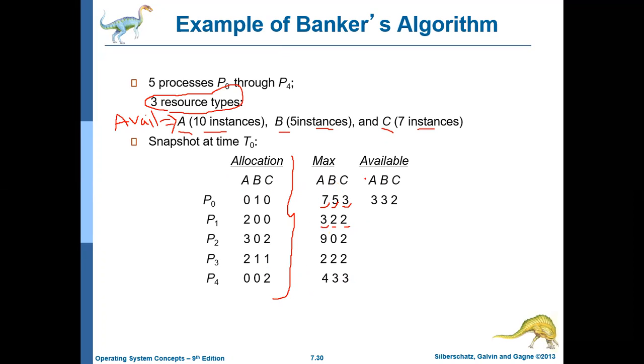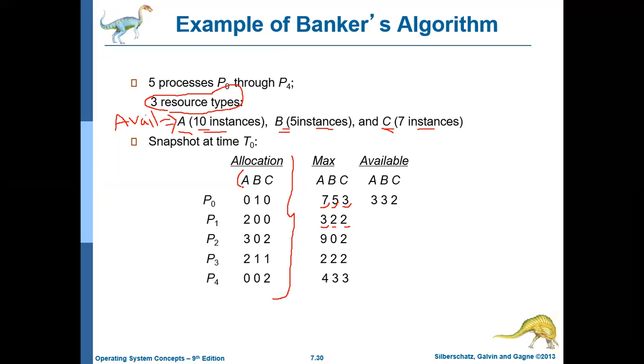Okay, available is also a matrix. Now, what is available? Originally available with the operating system is 10 instances of A, 5 instances of B, and 7 instances of C. This is the total available instances of each resource type in the operating system.